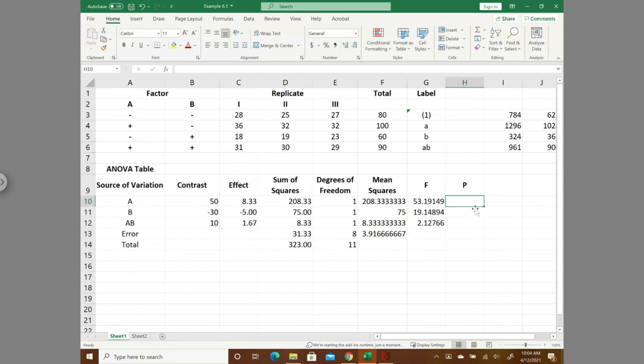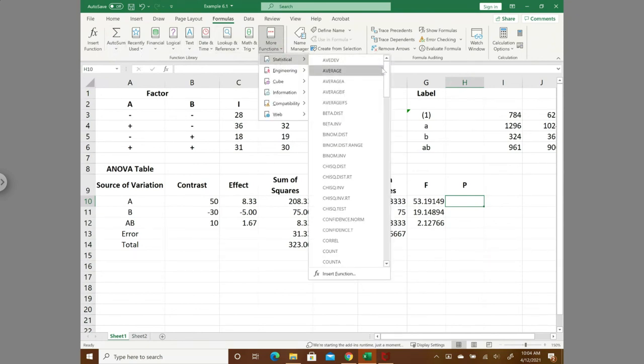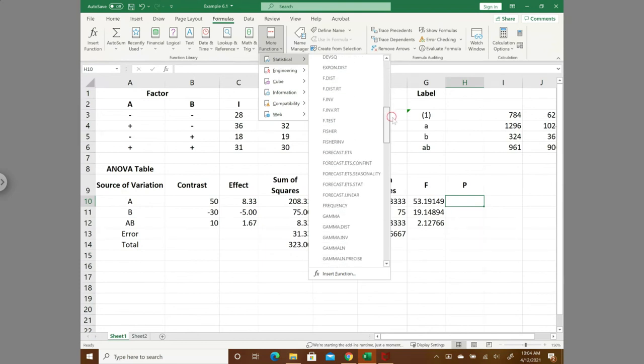There is a function in Excel that we can use. So let me go to the formulas. We need the statistical group of functions, so more functions, statistical. And here the function that I'm looking for is F.DIST.RT. If you scroll your mouse, it tells you it returns the right-tailed F probability distribution. So that's what we want.